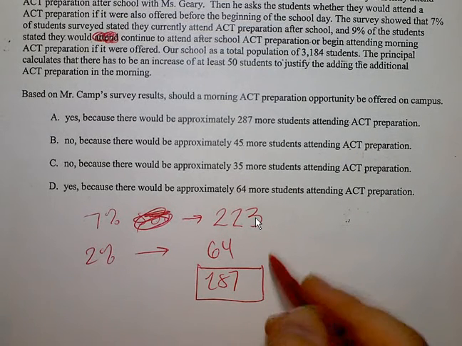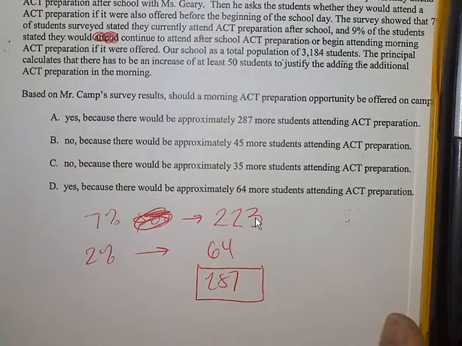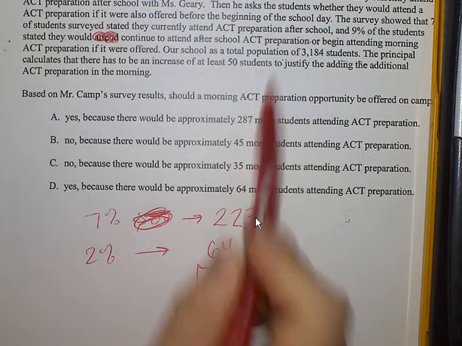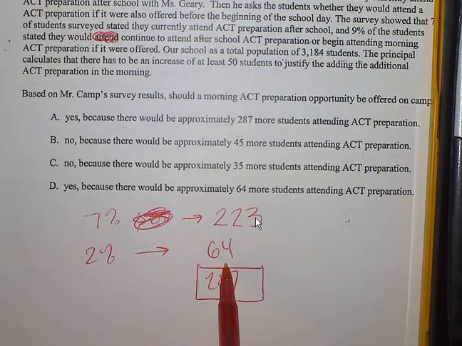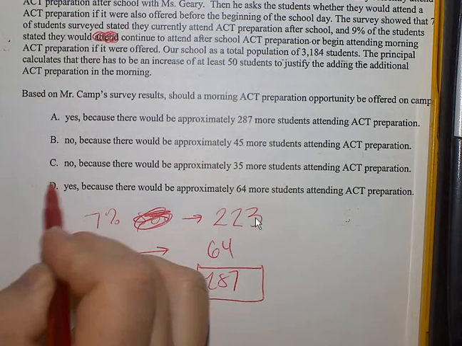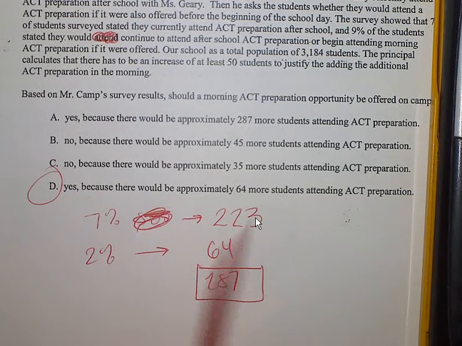Mr. Camp says, you know what, I can't make this before school session happen. I can't find a reason to justify paying Miss Geary for this before school session unless I know that 50 students say, yes, I'm going to start attending a morning session and currently I don't attend. So is it true that this survey says that we have at least 50 students who say they are going to start attending? So the survey says yes, because there would be approximately 64 more students attending ACT prep.